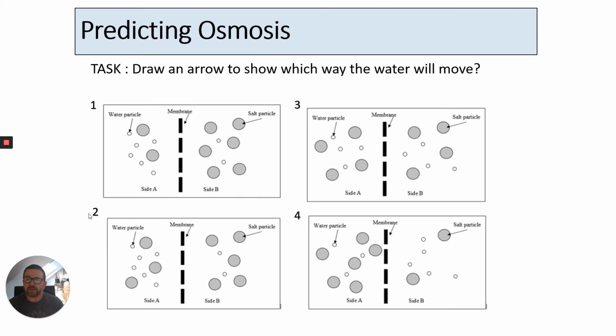Right, okay, so we're going to now predict osmosis. What I'd like you to do is think about each of these examples and draw an arrow to show which way the water will move. So I'd like you to pause the video and have a go at that task, and then I'll show you the answers. So please pause now.